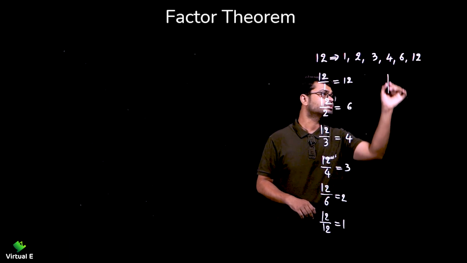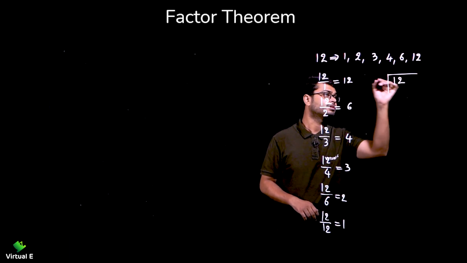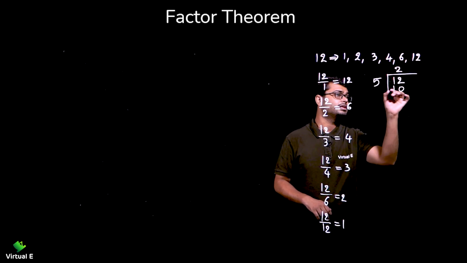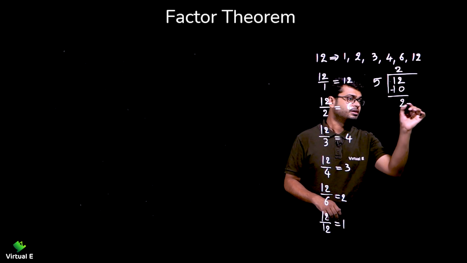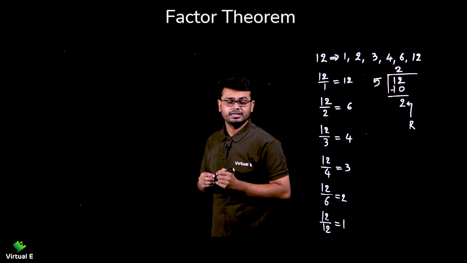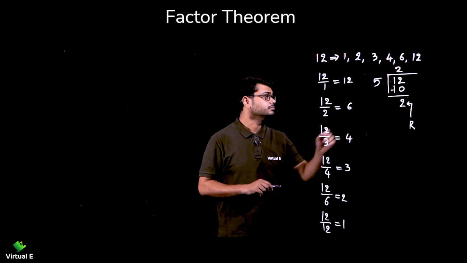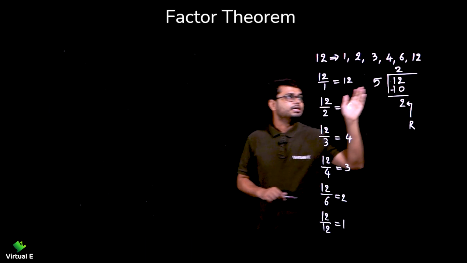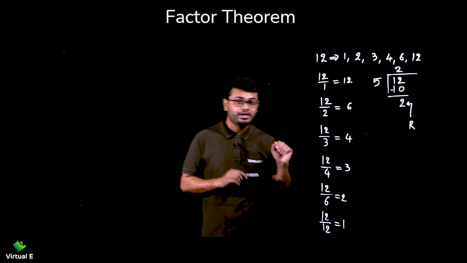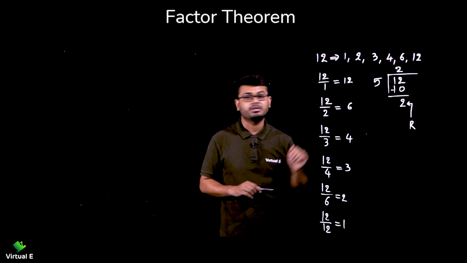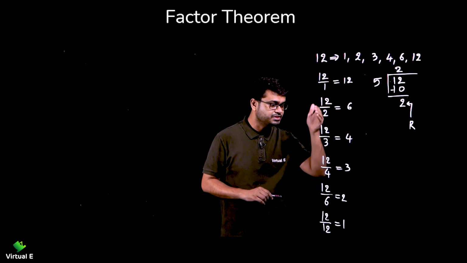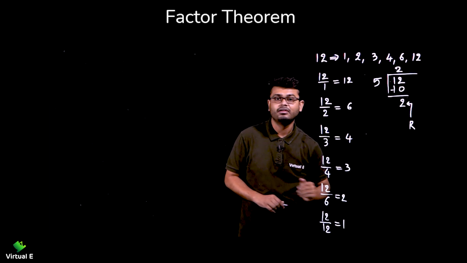But suppose we divide 12 by 5. 5 2s are 10, we know very well, subtract 10 from 12 and we are getting a remainder over here. So we conclude that 12 is not divisible by 5. This is what we know very well, right? 12 is not divisible by 5. Here we can say 12 is divisible by 2, 12 is divisible by 3, 12 is divisible by 4.